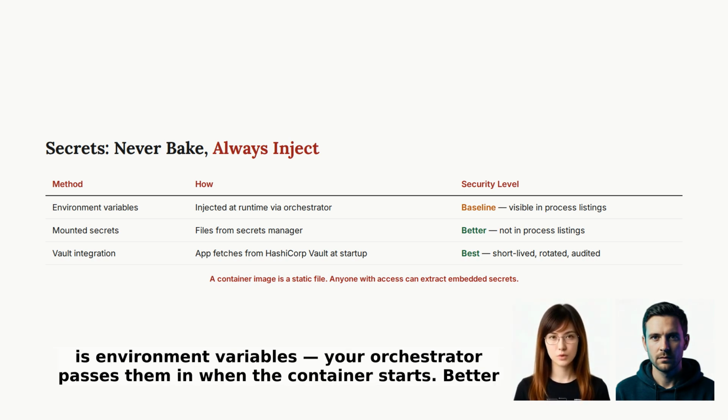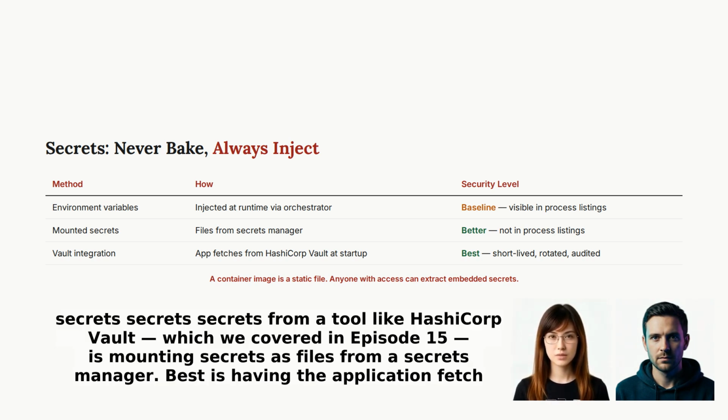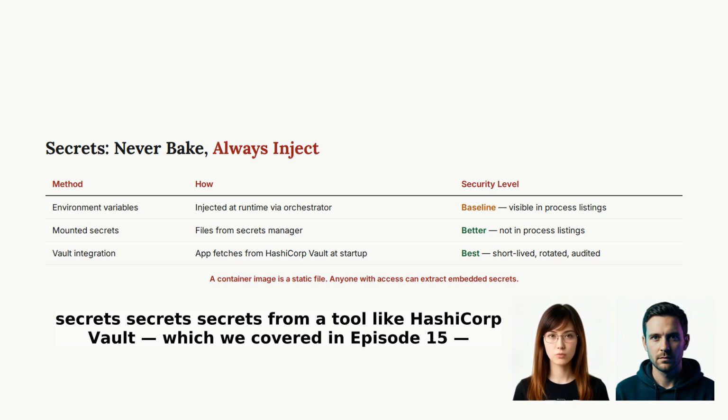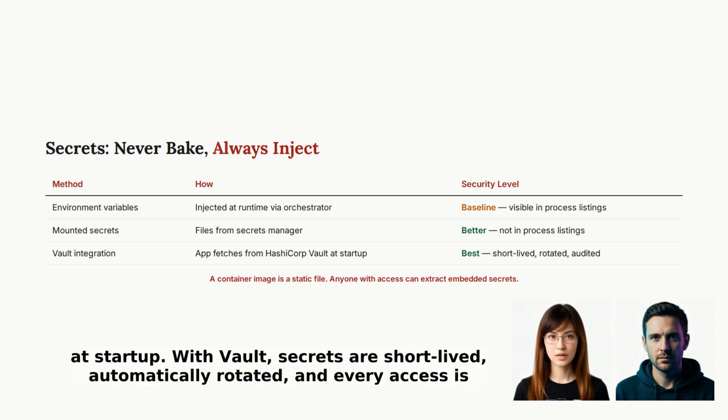The simplest approach is environment variables. Your orchestrator passes them in when the container starts. Better is mounting secrets as files from a secrets manager. Best is having the application fetch secrets from a tool like HashiCorp Vault, which we covered in episode 15, at startup. With Vault, secrets are short-lived, automatically rotated, and every access is logged.